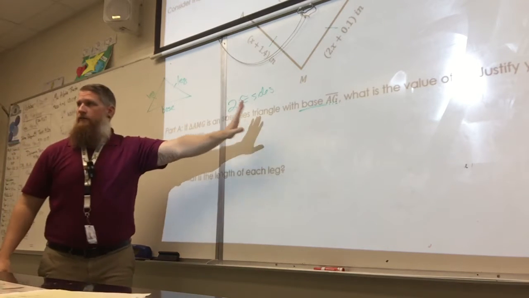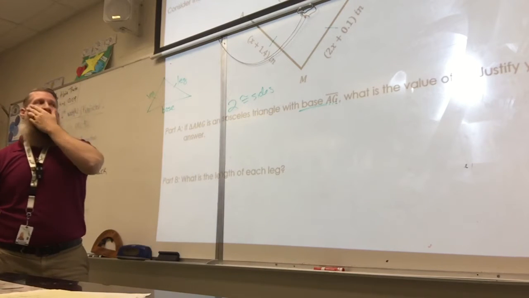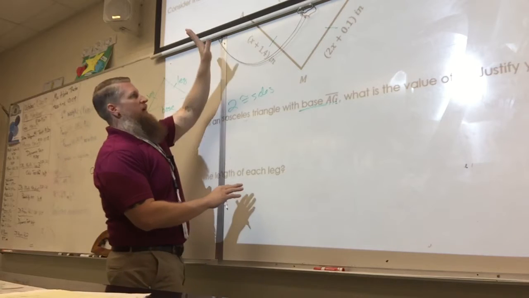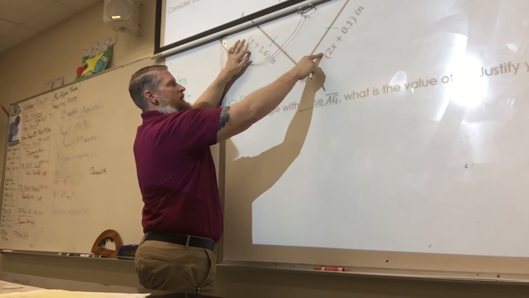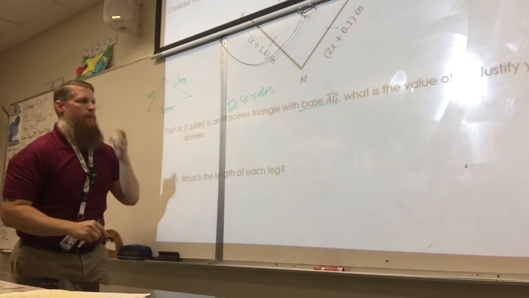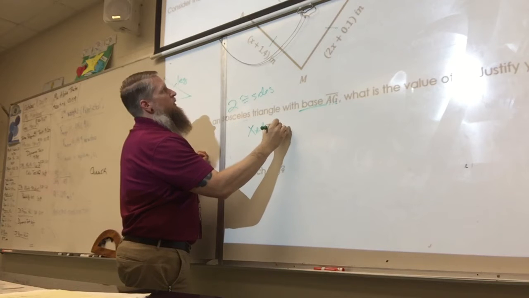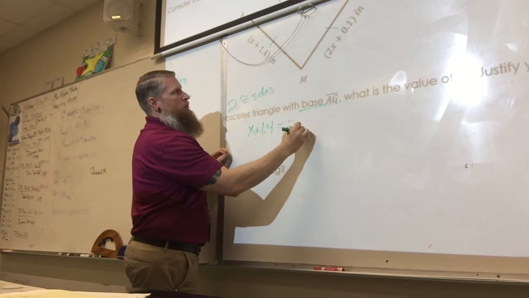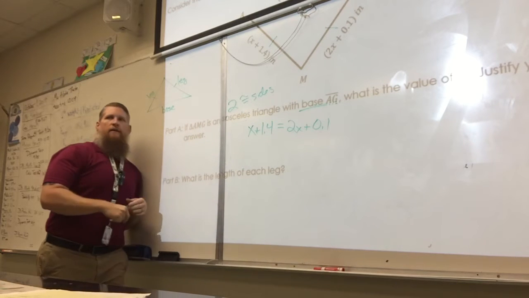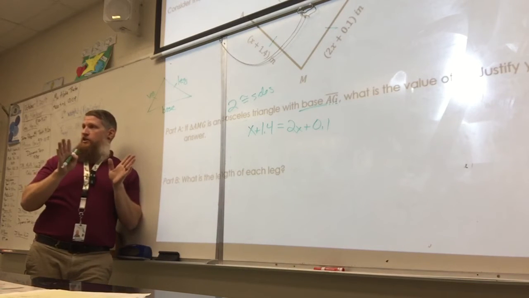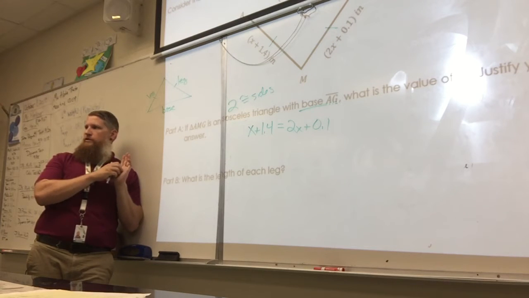So my justification for setting this up, when it says justify, I would do something like, hey, this side right here equals this one because they're the legs, and the legs of an isosceles triangle have to be congruent. So x plus 1.4 is going to equal 2x plus 0.1. And that's it. My justification is I did that because they're the legs, they're the ones that are congruent to each other.